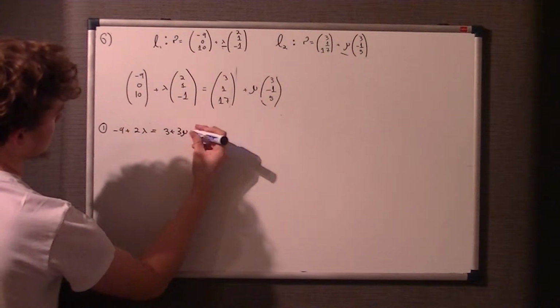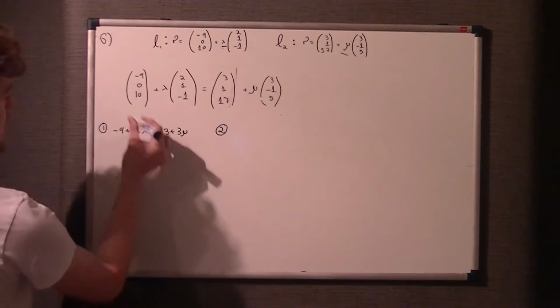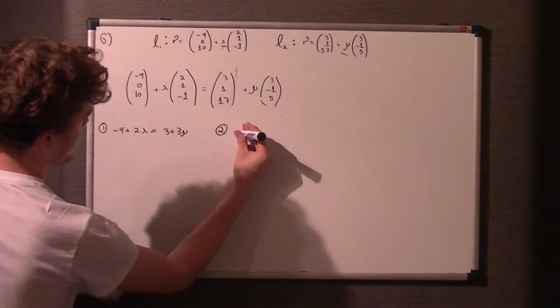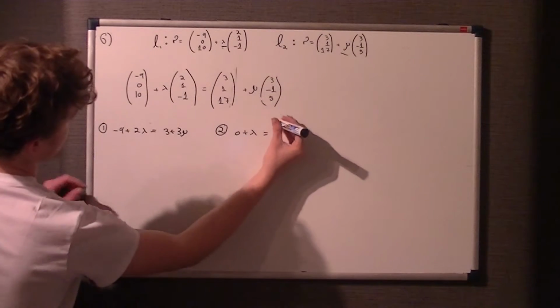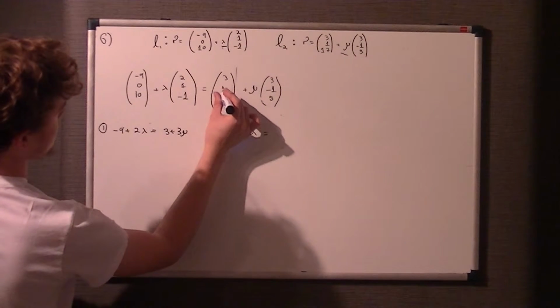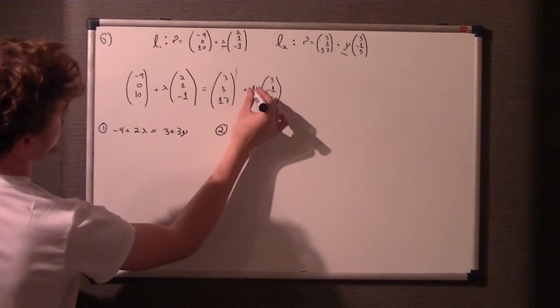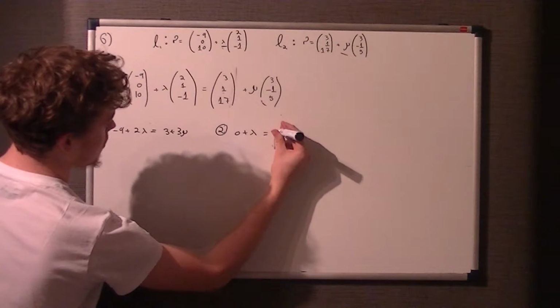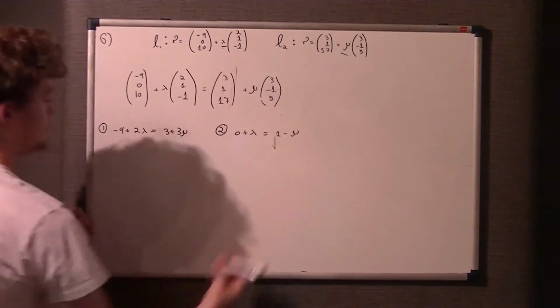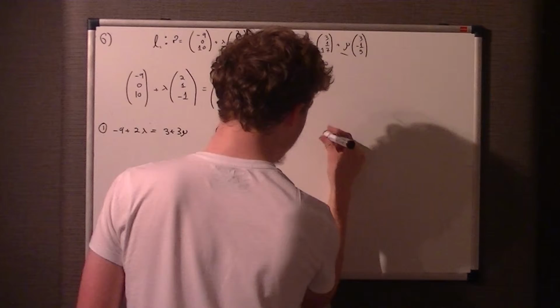Okay, so that's the first equation. Equation 2, compare the j, so it's 0 plus lambda times 1, or 0 plus lambda. I include the 0, you don't have to. Okay, and then that's equal to the i's on this side, which is 1 plus mu times minus 1, or 1 take mu.